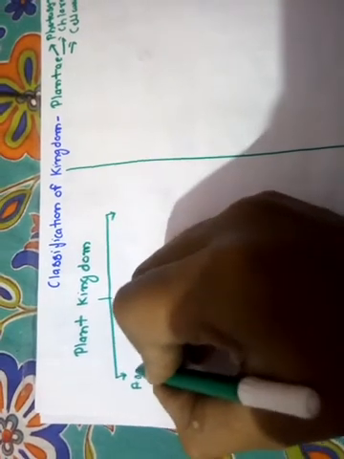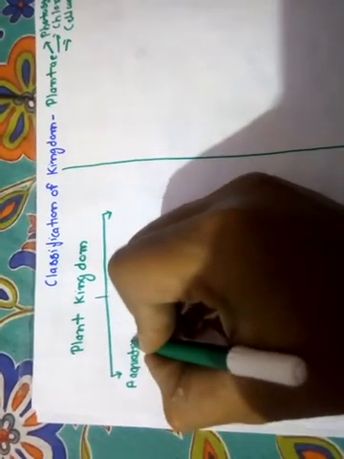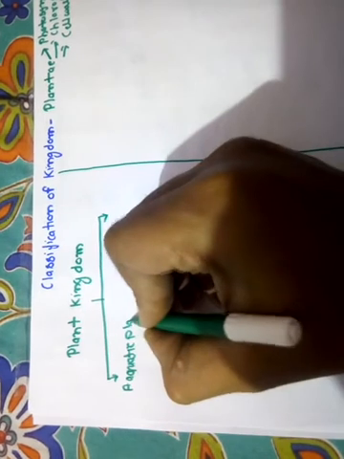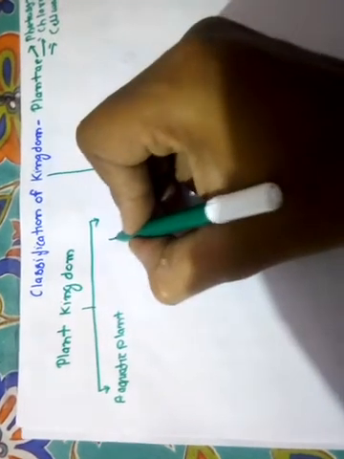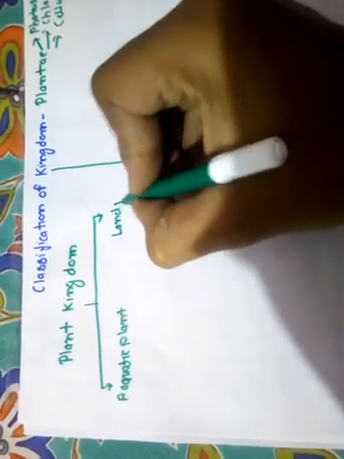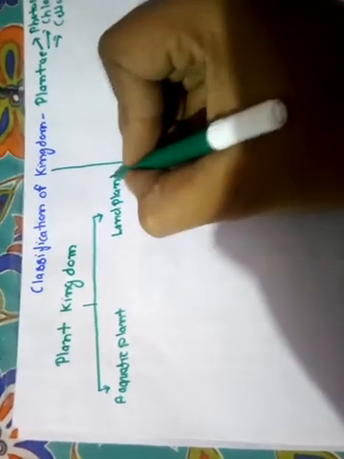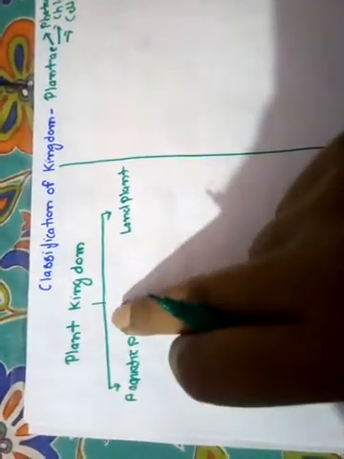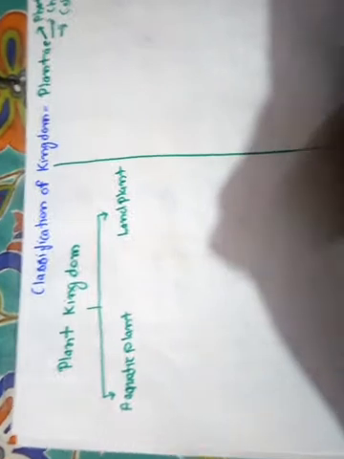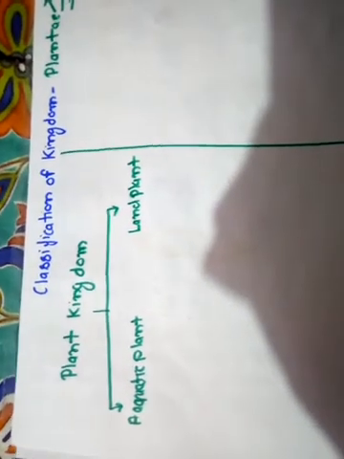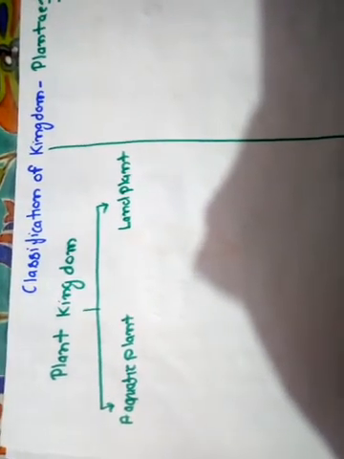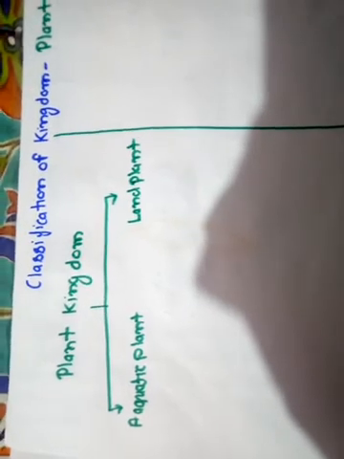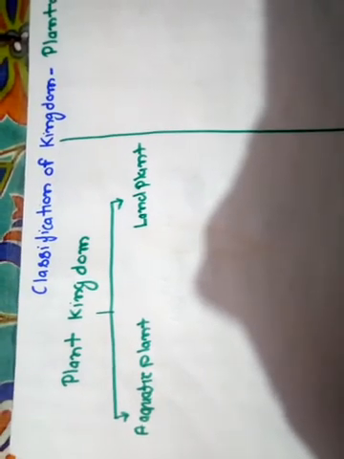All members of kingdom Plantae can be divided into 2 groups. The one is aquatic plants and the other one is land plants, or you can say terrestrial plants. So here you can see we are dividing the members of kingdom Plantae into 2 groups on the basis of habitat, and habitat is a morphological feature, or you can say it is a superficial feature. So it is an artificial classification system.